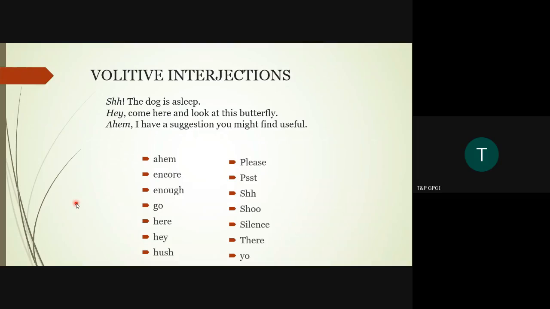You can use, in capital letters, go, with an exclamation mark. Okay, shoo or silence, yo, please. Okay, so you can use them in the best way you can. So, shh, the dog is asleep, that's an example. Or, hey, come here and take a look at this butterfly. Or, I have a suggestion you might find useful. Before starting a sentence, if you want to attract a person's attention, you say, I have a suggestion you might find useful.